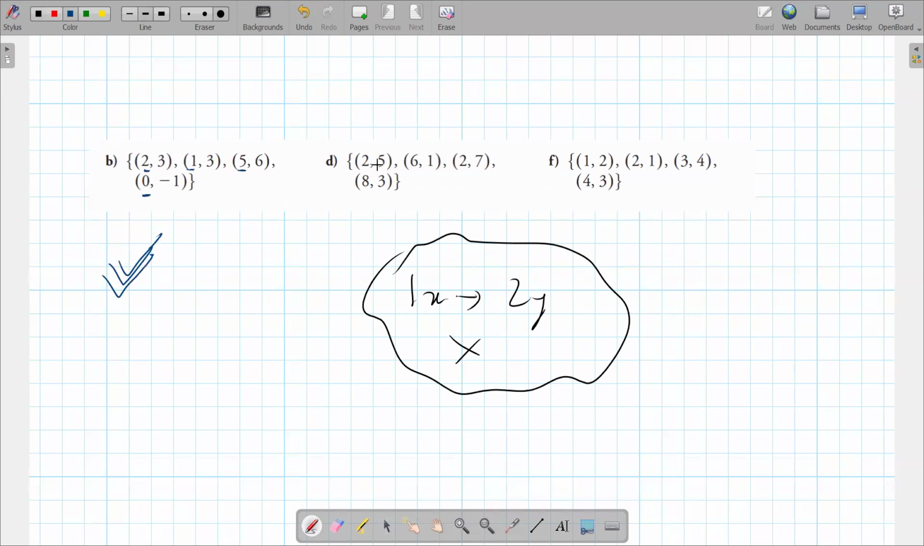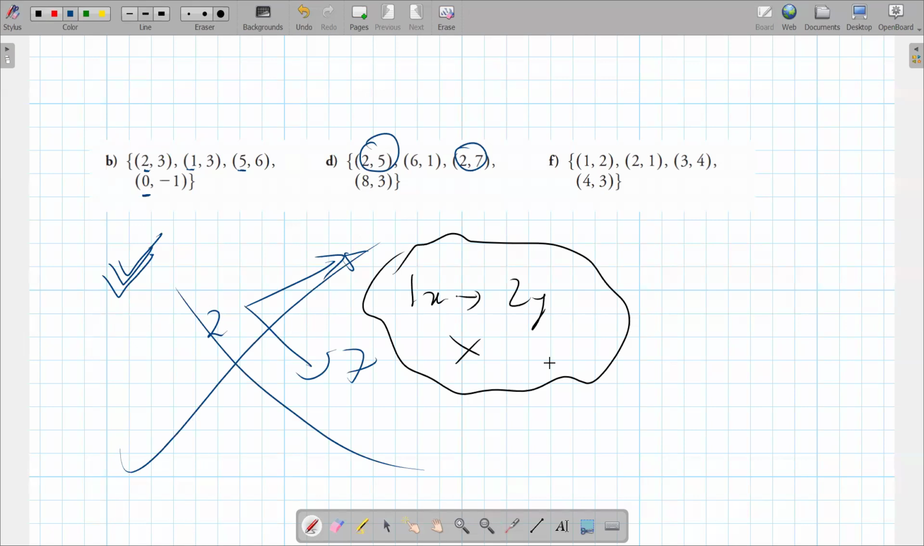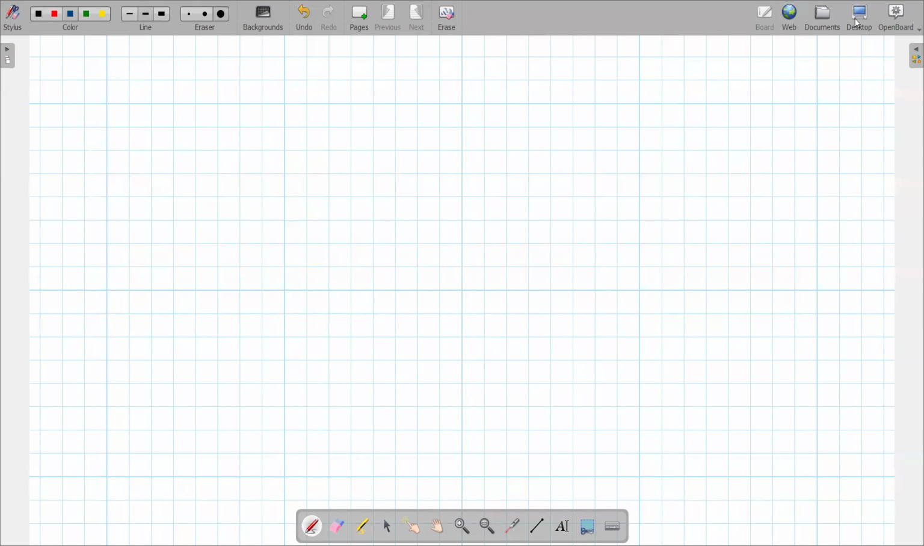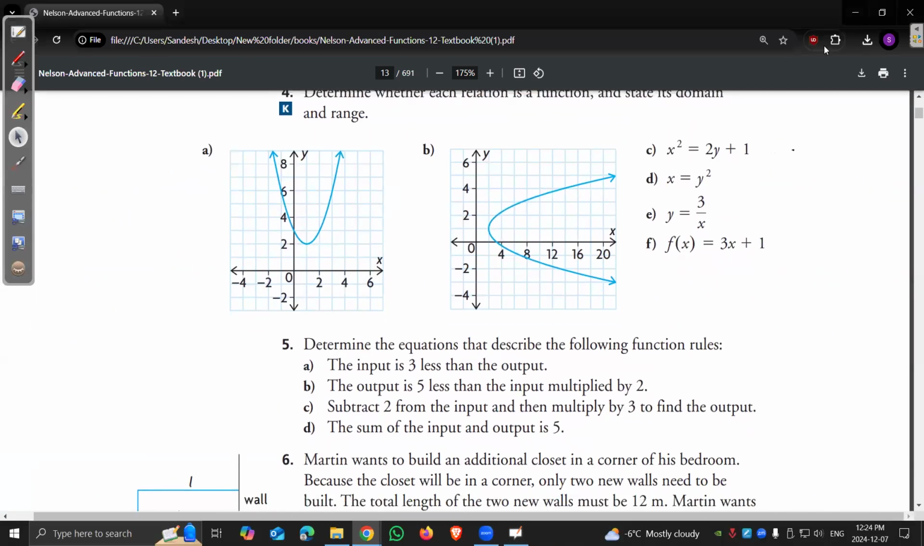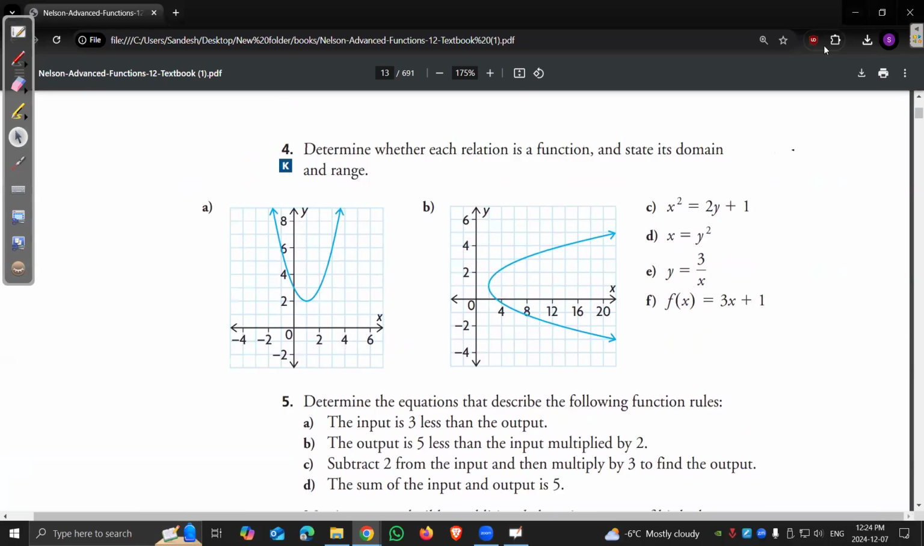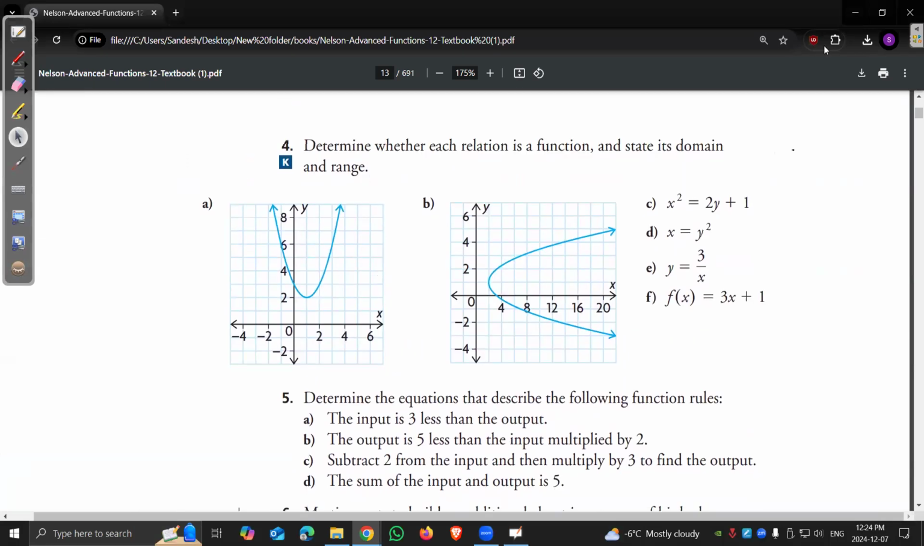What about D? Is D a function? No, it's not because you have 2, 5, 2, 7. You have 2 going to 5 and 2 going to 7. That is not a function. It's out. What about F? It is. These two are very simple. A is obviously a function. B is obviously not a function.